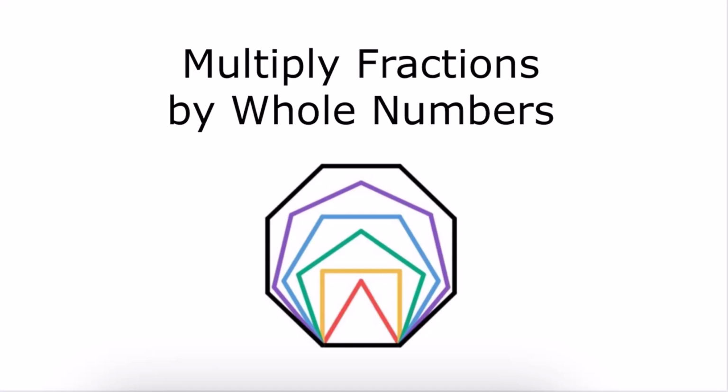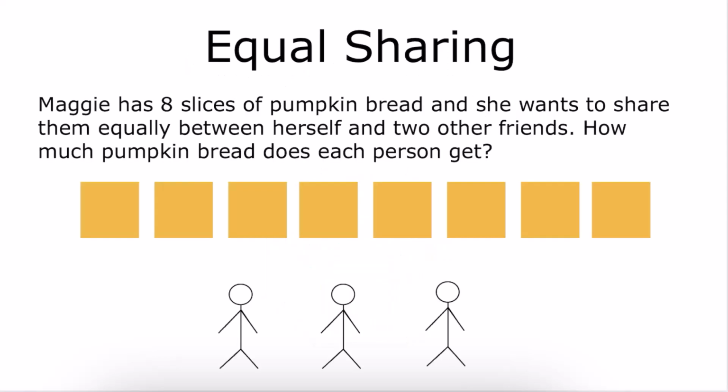Everybody, in this video, we're going to talk about multiplying fractions by whole numbers, which is a good prerequisite topic to talk about before you teach your students how to multiply fractions. So when we were talking about equal sharing, one of the student strategies that we talked about, if Maggie had 8 slices of pumpkin bread and was trying to divide it equally between 3 people, was to take each piece and divide it equally into 3 pieces and give each person one of those pieces.